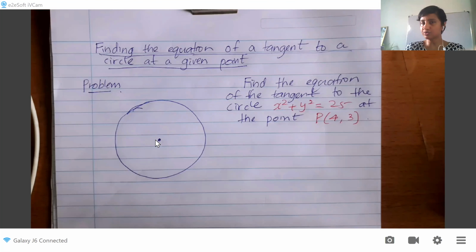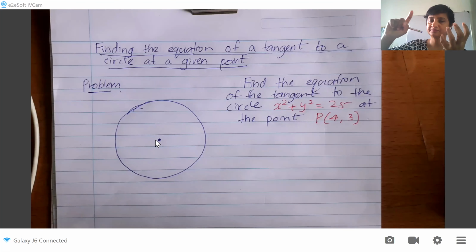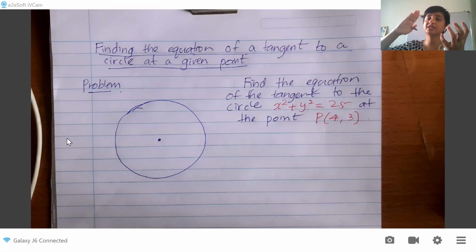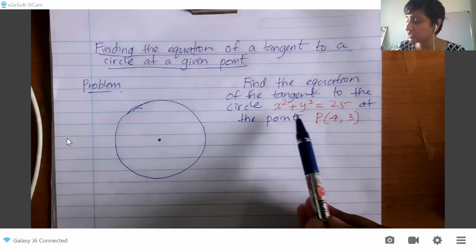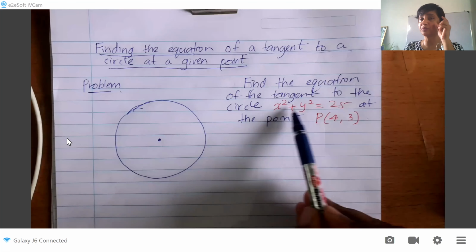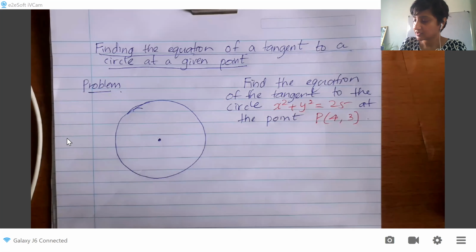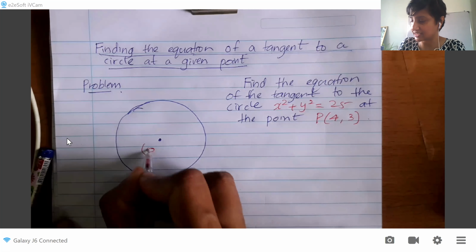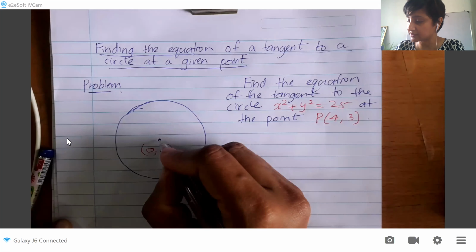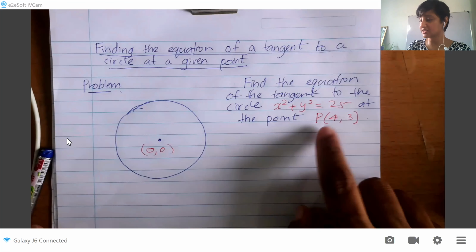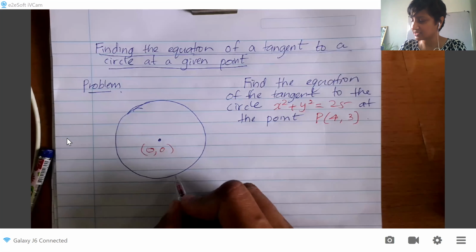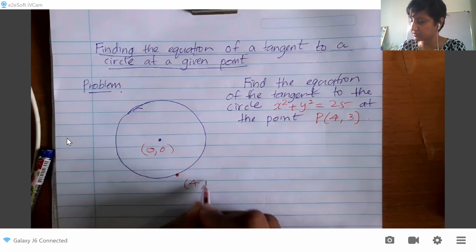So I'm giving you the equation of the circle. I'm giving you a circle and I'm specifying a point on the circle. You have to find the equation of the tangent line going through that point. Now, giving you the equation of the circle means I'm giving you the coordinates of the center, (0, 0) in this case, and the radius. Radius is 5. And then I have given you a point on the circle somewhere. Let it be here. We don't care where it is. (4, 3). The point P right here.